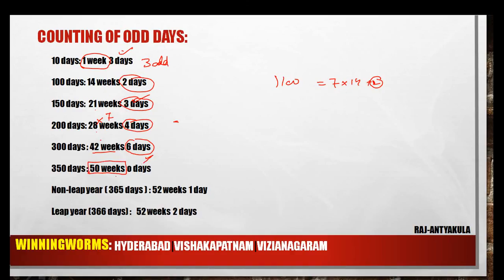Okay. Now for example, a non-leap year. In a non-leap year, how many days are there? 365 days. So 365 contains 52 weeks, 1 day. So for a non-leap year, how many odd days are there? 1 odd day. A leap year has 366 days. So this can be written as 52 weeks and 2 days. So a non-leap year contains 1 odd day and a leap year contains 2 odd days.